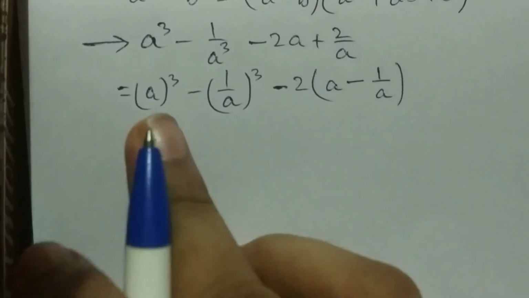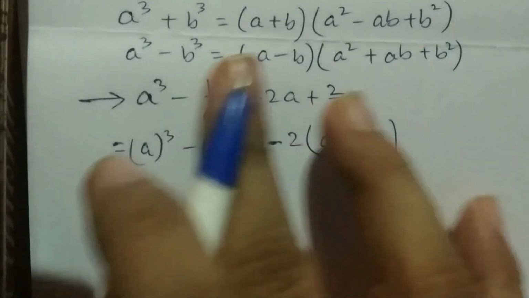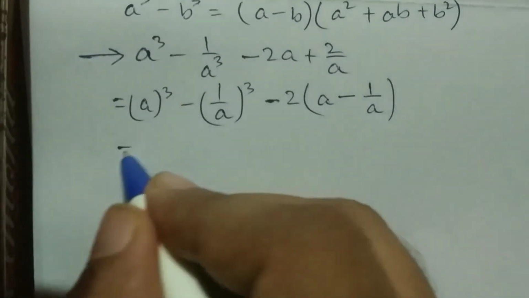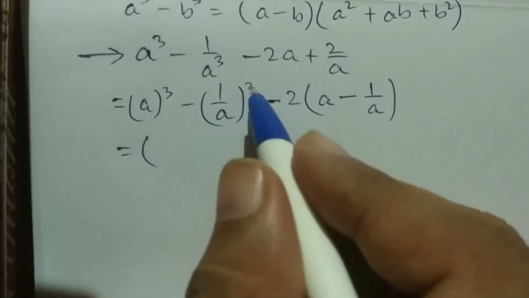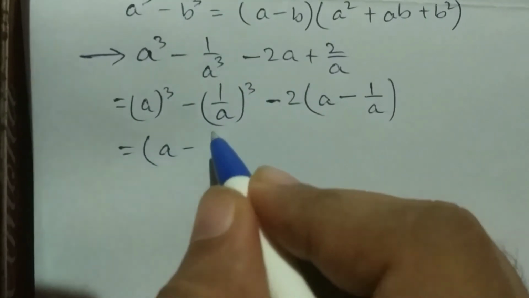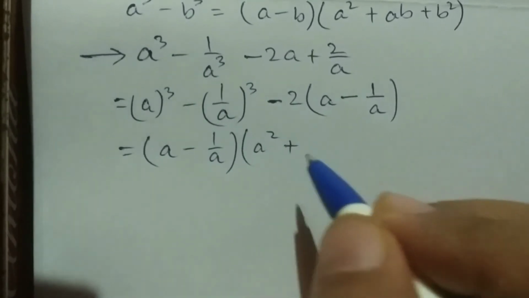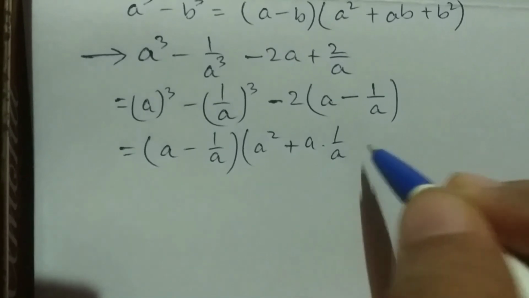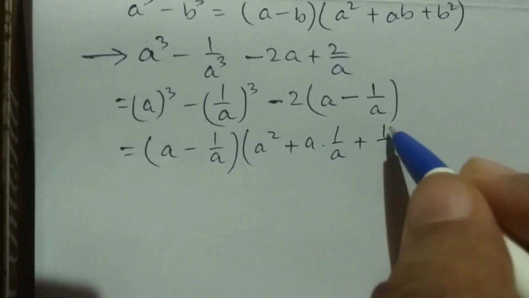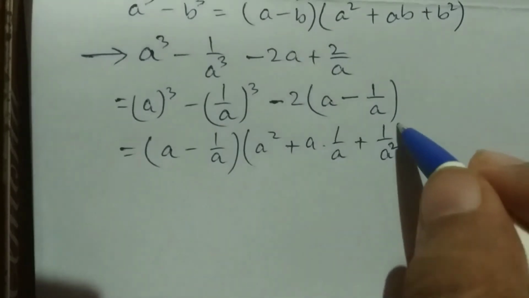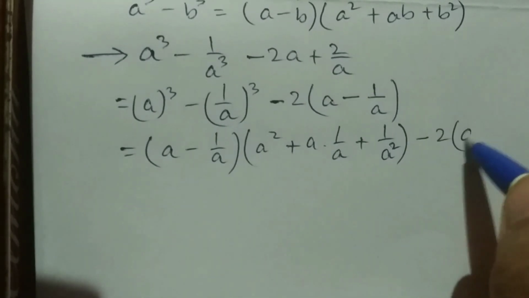Now a cube minus b cube, the formula is a minus b into a square plus ab plus b square. So we will use this formula. So a cube minus b cube, that is a minus b, a minus 1 by a into a square plus ab means a into 1 by a, plus b square means 1 by a square means 1 by a square. Here minus 2 into a minus 1 by a.